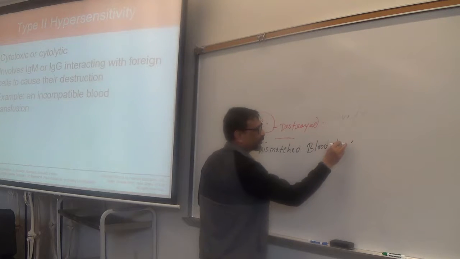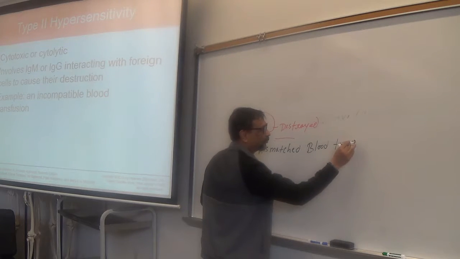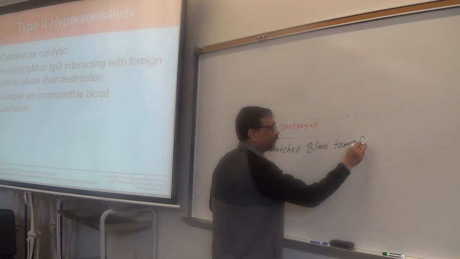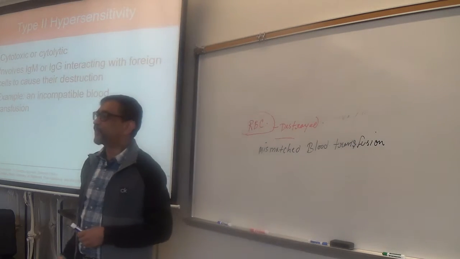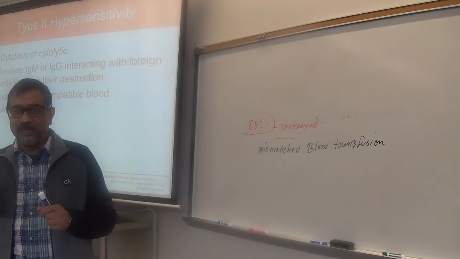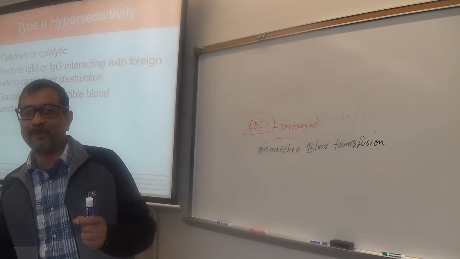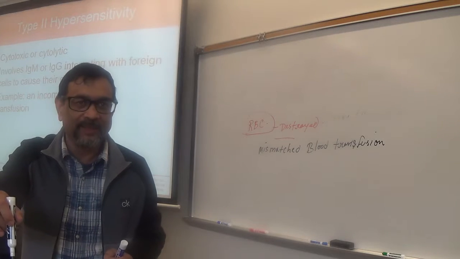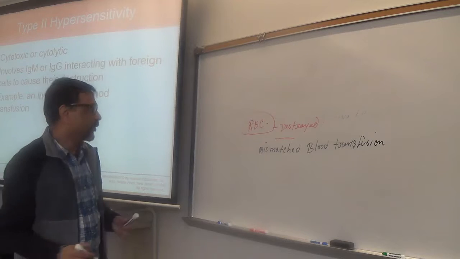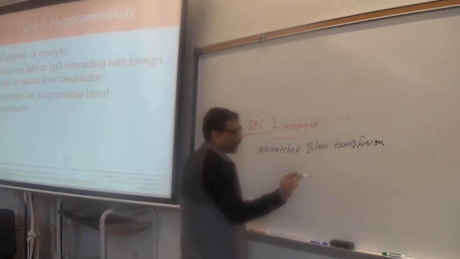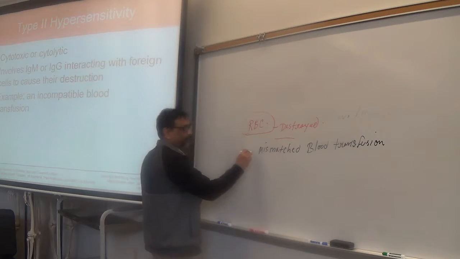So mismatched blood transfusion is number one, where what happens, if a person's blood type is A, and if you accidentally give type B blood to that person, what happens? The red blood cells are destroyed. Okay, so I will explain why that happens. So this is one, type 2.